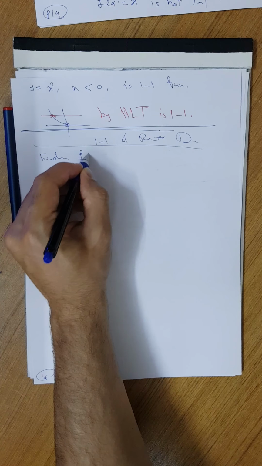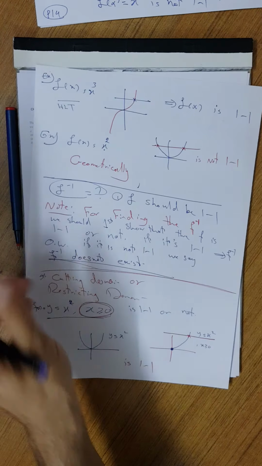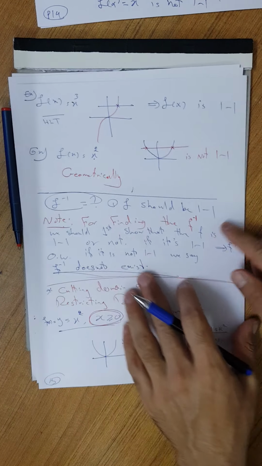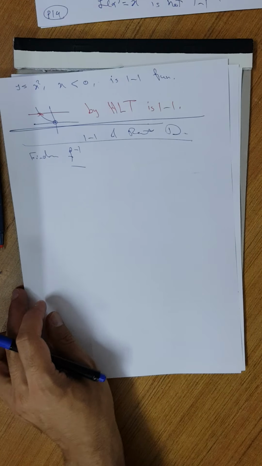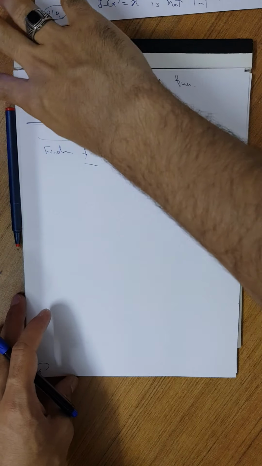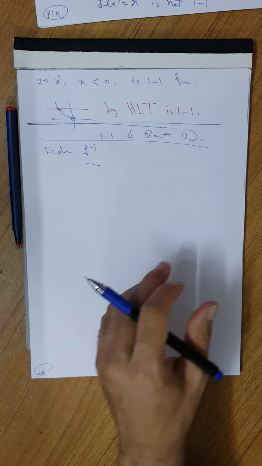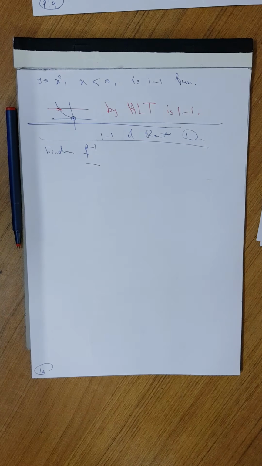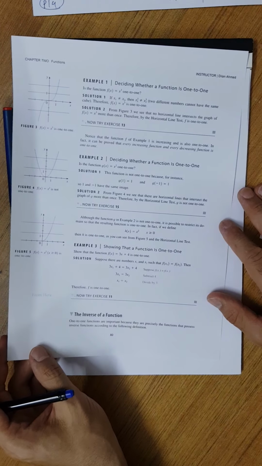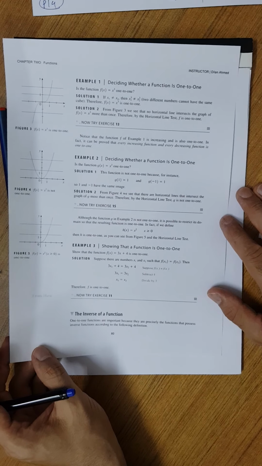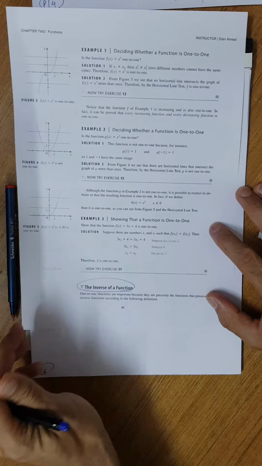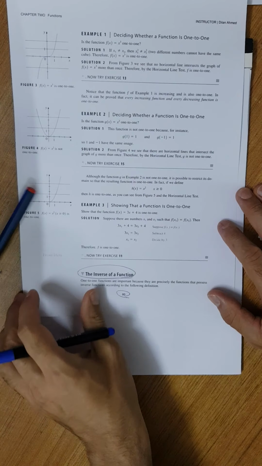Finding f inverse, and you have a note for finding the inverse. First, we should show what? We should show the function is one-to-one. Okay. Now I'm going to continue your lecture. Now I'm going to page 81.